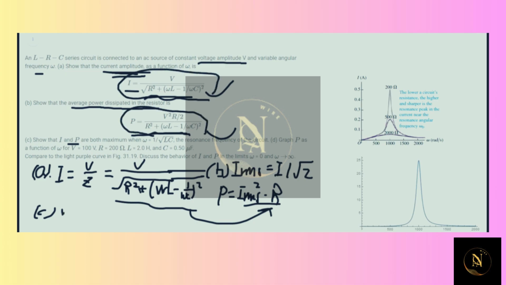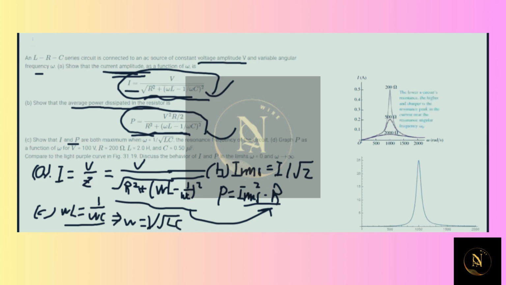we simply need to set omega L equal to 1 over omega C. So this is the resonant condition. By setting this condition, we can minimize the denominator for both formulas, and so we can maximize both formulas, the I and P. And this will give us the solution omega equal to 1 over square root LC.